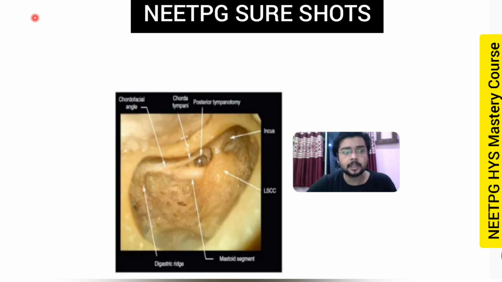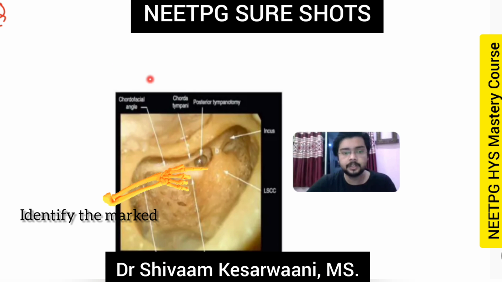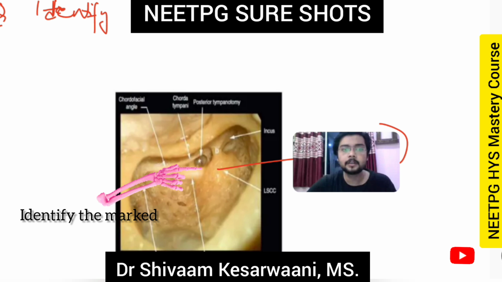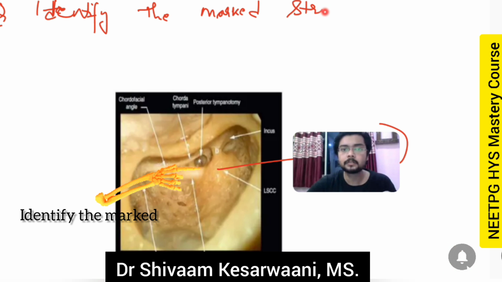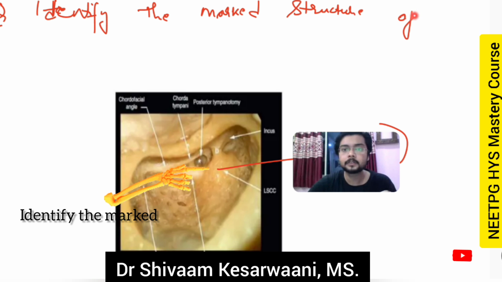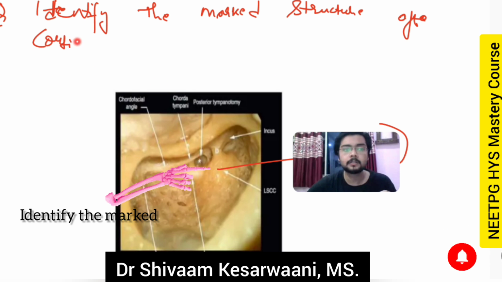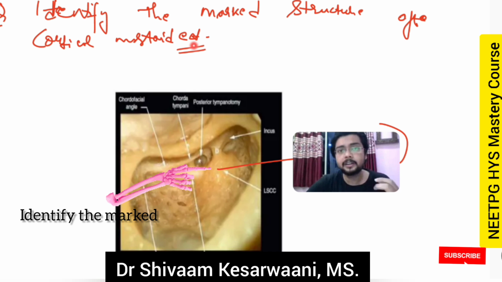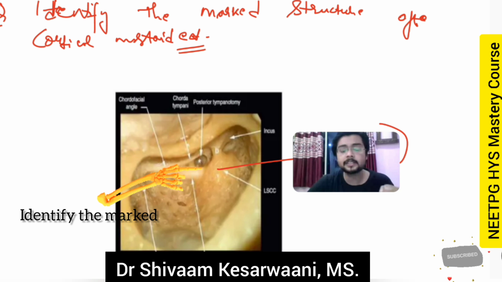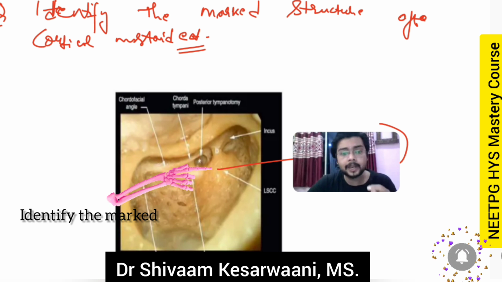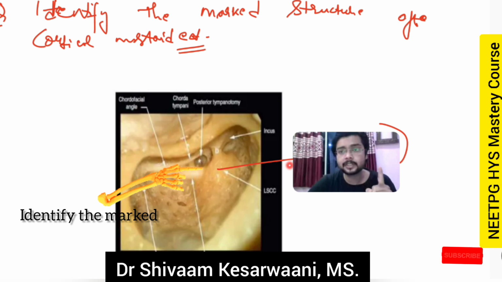They had asked you about this figure, and they had given you one symbol marking a structure after cortical mastoidectomy. So can you identify this structure? Yes, it is the lateral semicircular canal, and you will observe that one more procedure is done here.